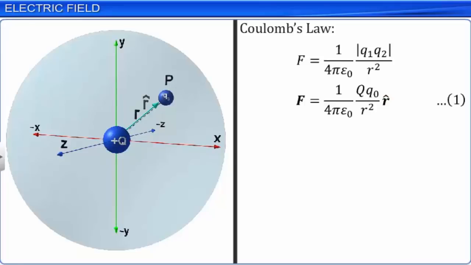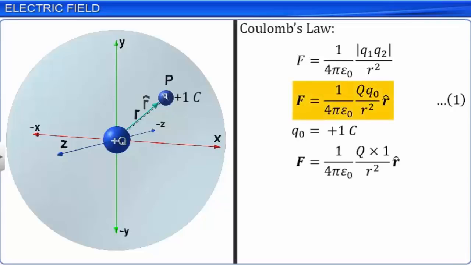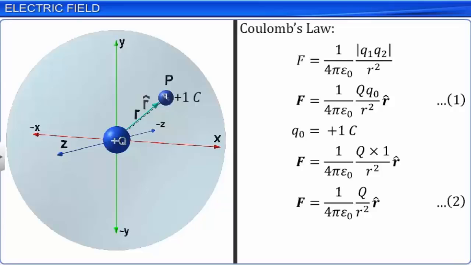Now, if Q0 is a unit positive charge, that is, Q0 is equal to plus 1 coulomb, then the electrostatic force as denoted by equation 1 becomes 1 by 4 pi epsilon naught Q by r square into r cap. Let this be equation 2. Equation 2 indicates the electric field strength or intensity of electric field E, which is the force on a unit positive charge acting at a particular point in the electric field.